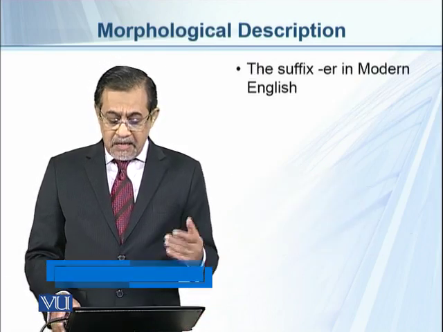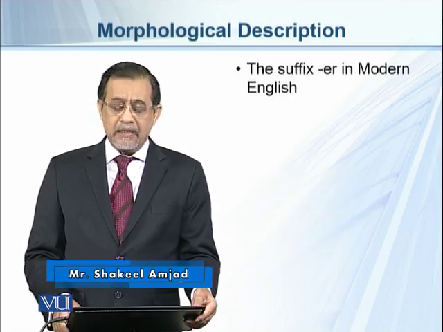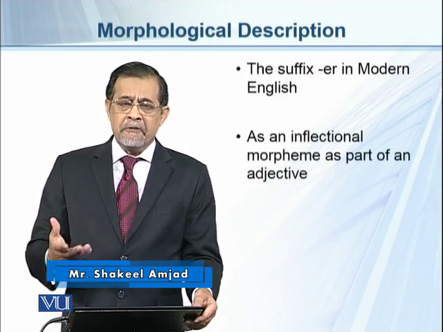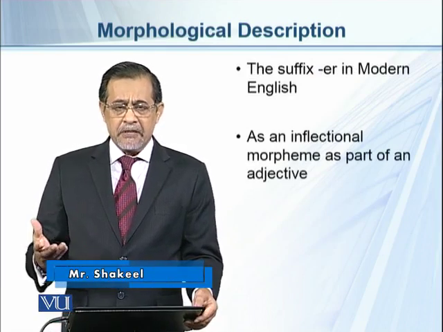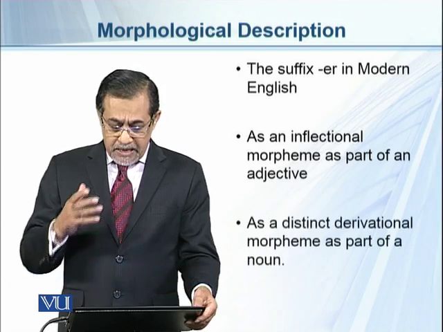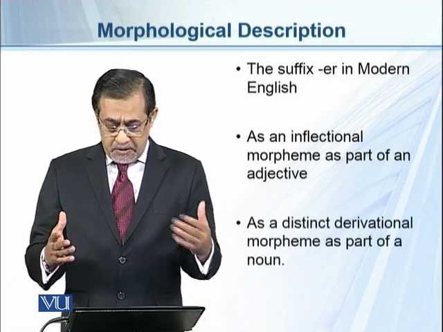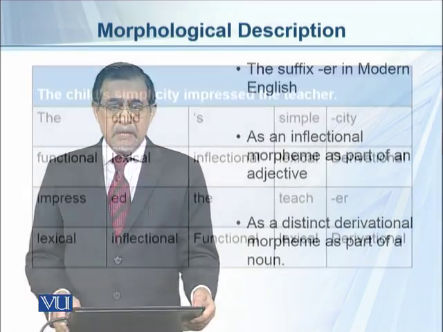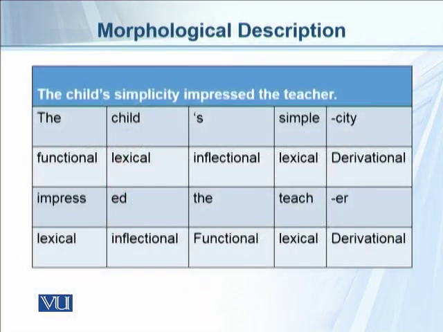So the suffix -er in modern English for an adjective is an inflection. It is inflectional, right? And for a noun, it's a distinct derivational morpheme, part of the noun. So, for example, we can describe the morphological process in this way. We take a sentence: the child's simplicity impressed the teacher.